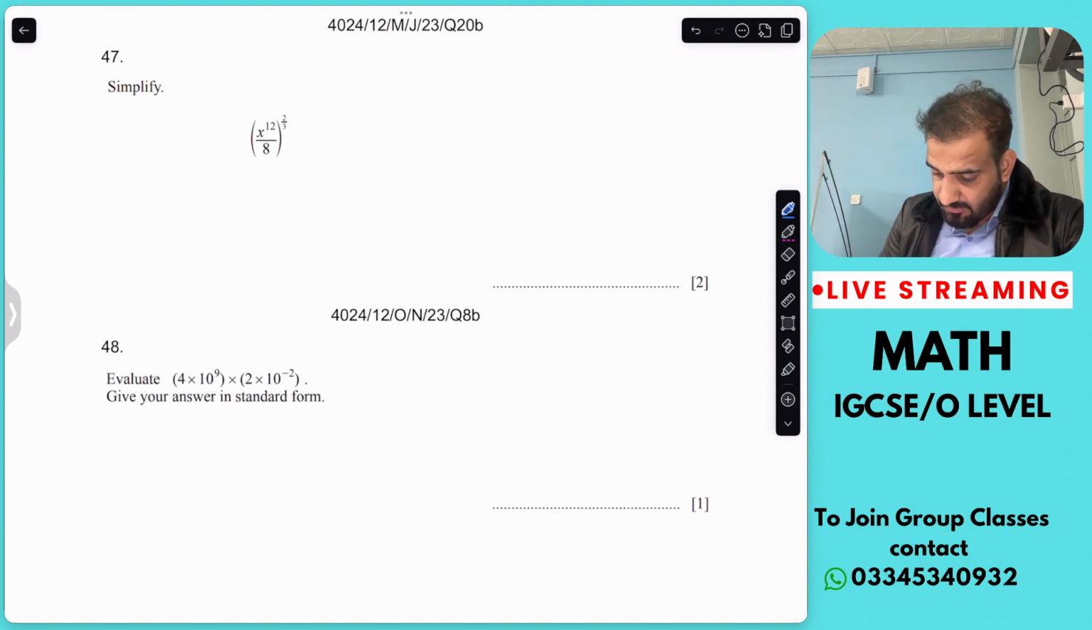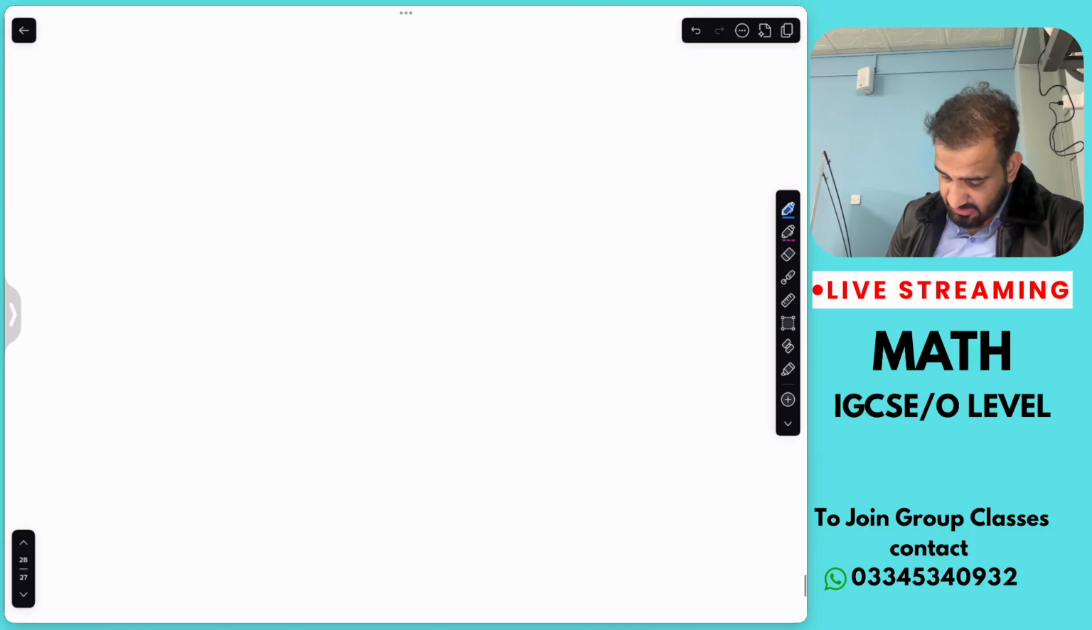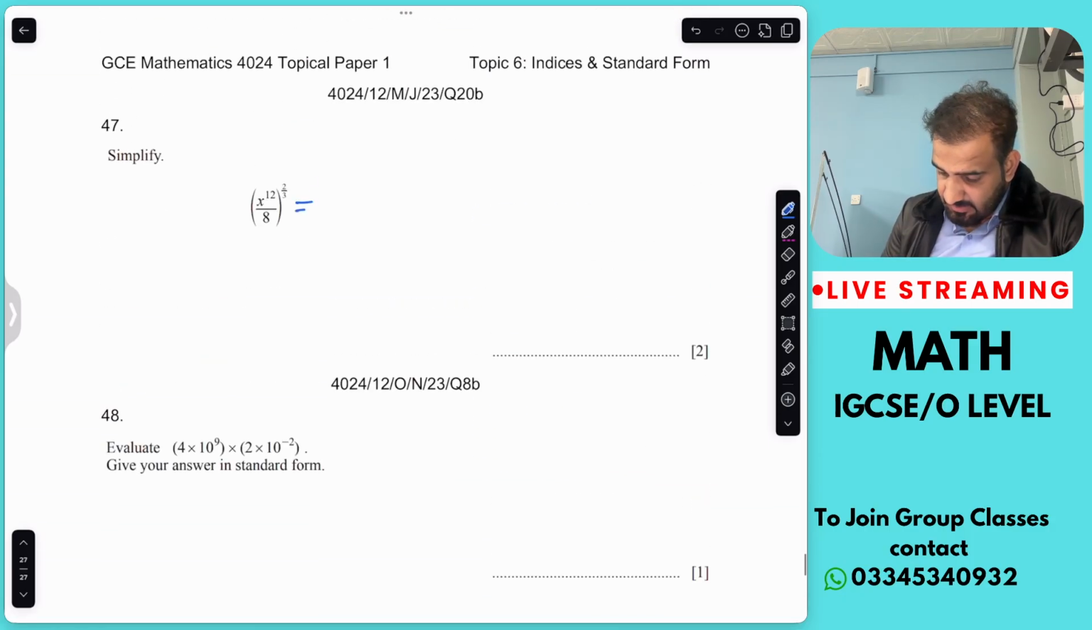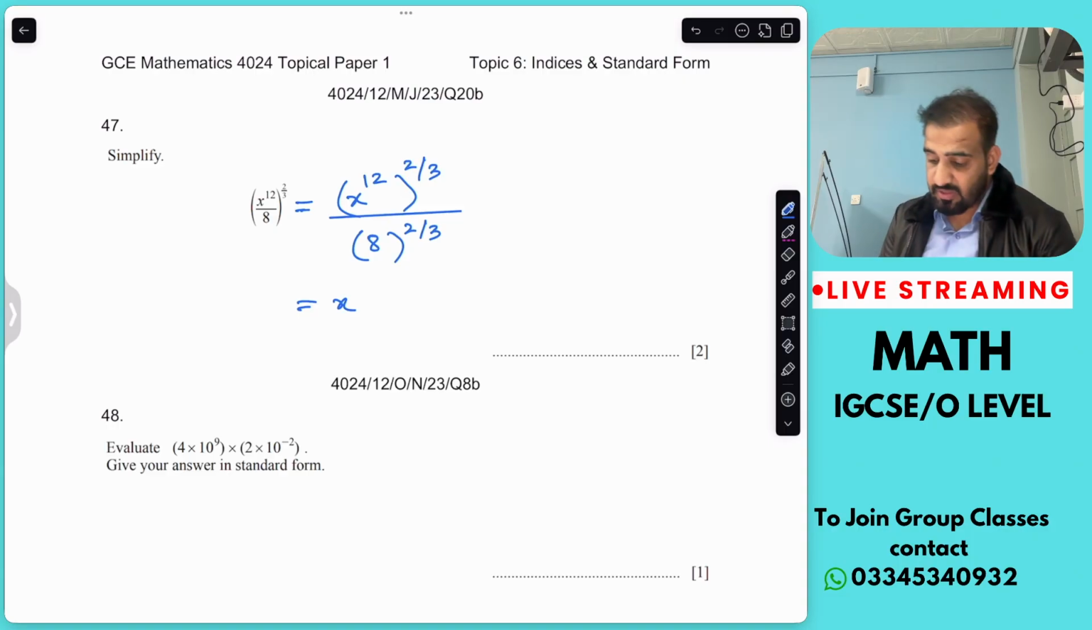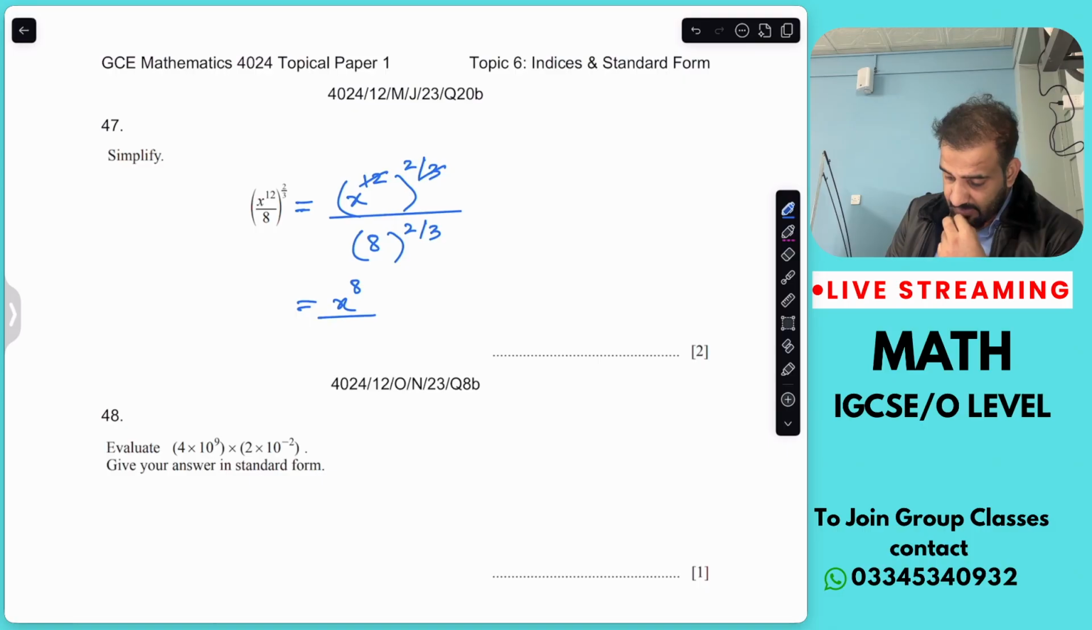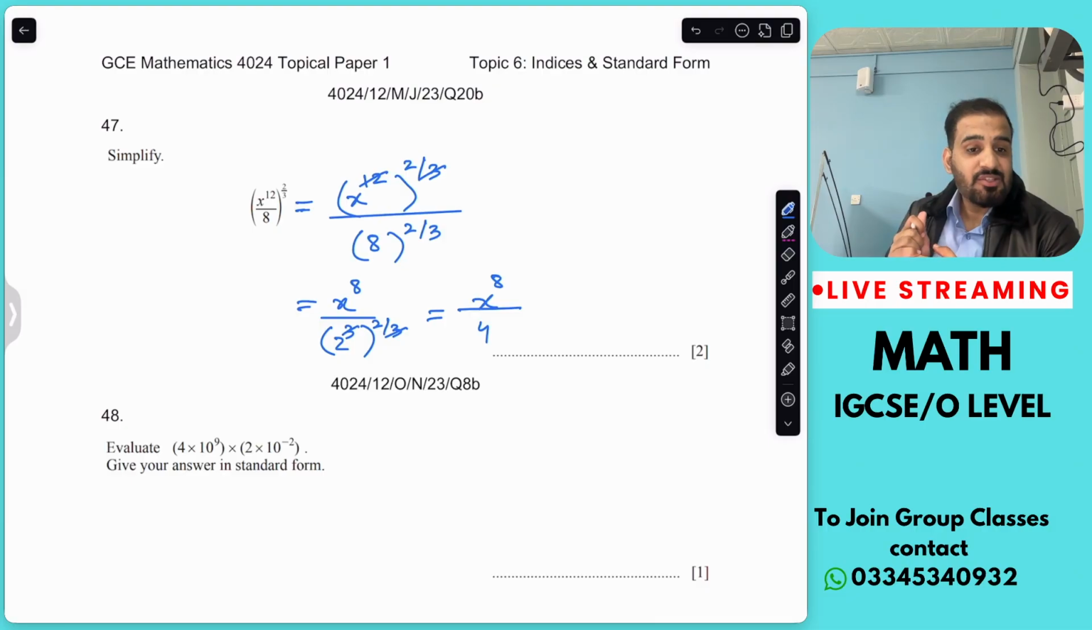Next we have 47. And I think probably the last question. Yes. x 12 whole power 2 over 3 divided by 8 raised to power 2 over 3. So it is x raised to power 12. 12 will be cancelled out with 3. So 4 twos are 8. 8 can be written as 2 cube. So 3 will be cancelled out. 2 raised to power 2 is 4. So x raised to power 8 over 4 is my answer.